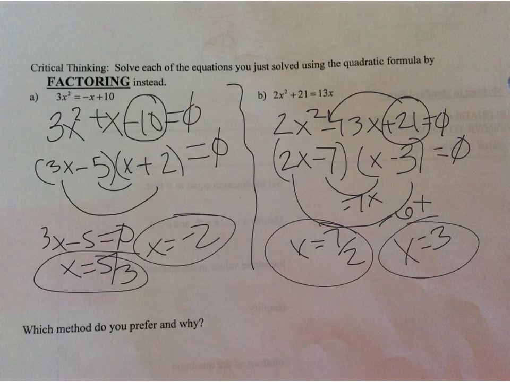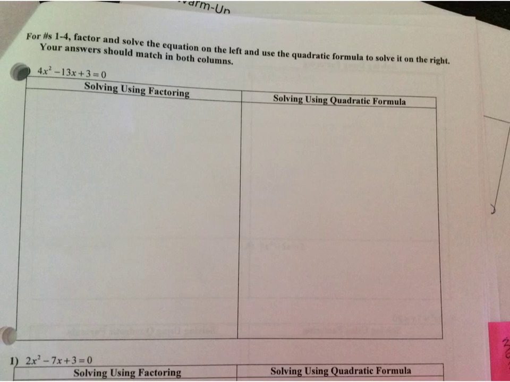For the math problems, it would be 3 over 5. So you have to skip a couple of pages and you see this little grid. It says solve using factoring, solve using the quadratic formula. So we're just going to compare and contrast and make sure both our answers match.